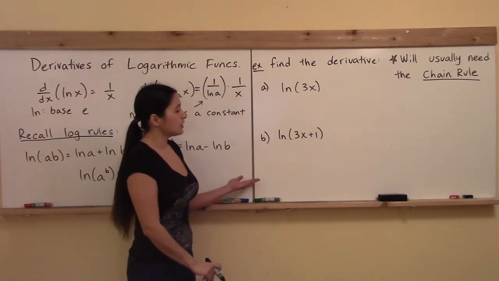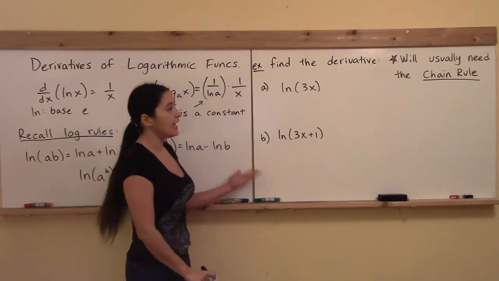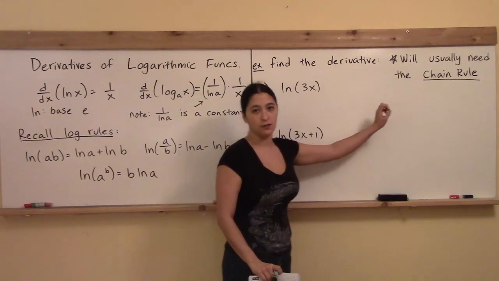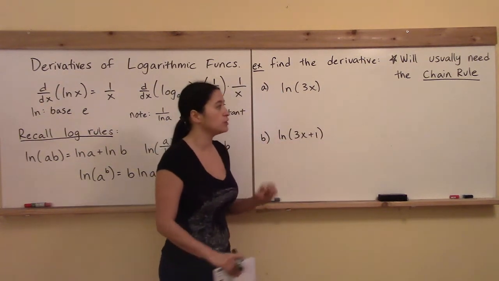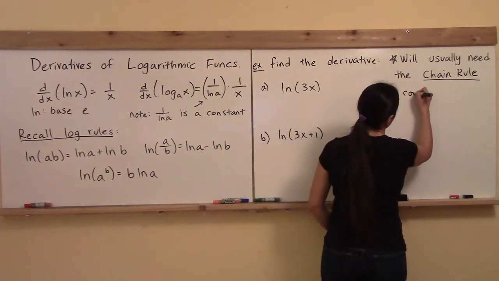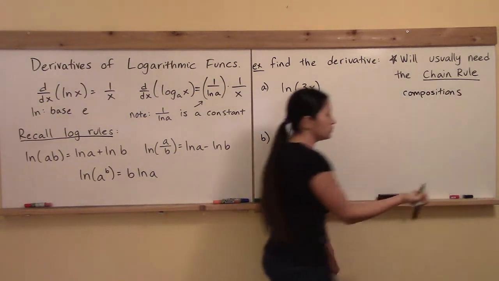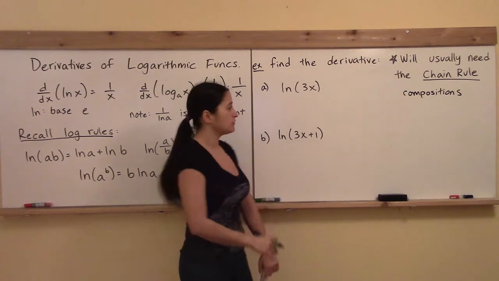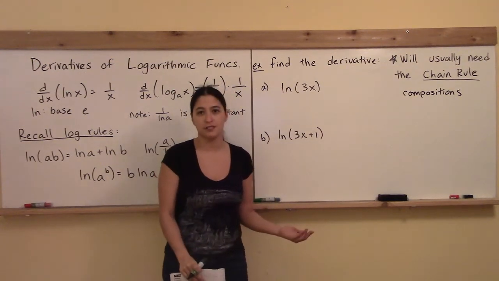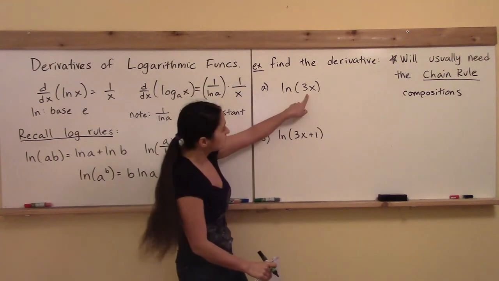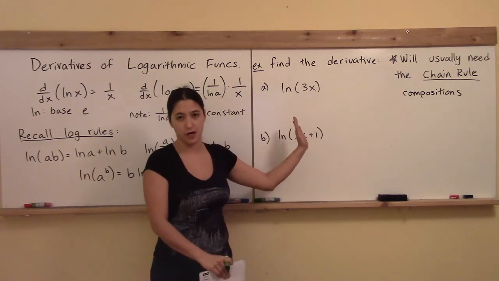Okay, so let's start with some simple examples, and for these I have to have you note that we will usually need the chain rule. Okay, that's because the chain rule is used on compositions of functions. So that's used on compositions. And usually the derivatives that we're going to take are going to be compositions because log here is the outside function, but then the inside function is the thing that I'm taking the log of.